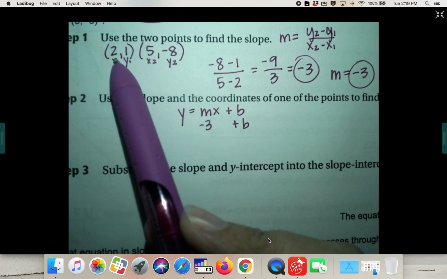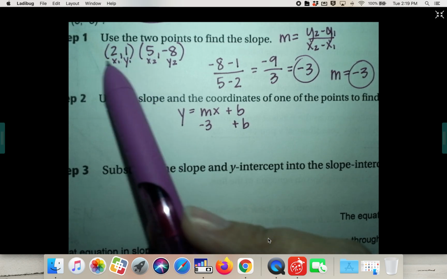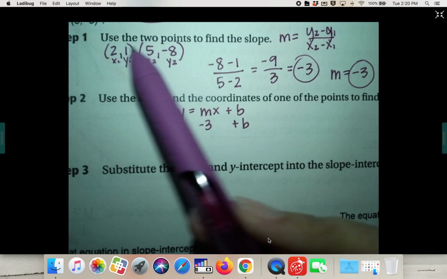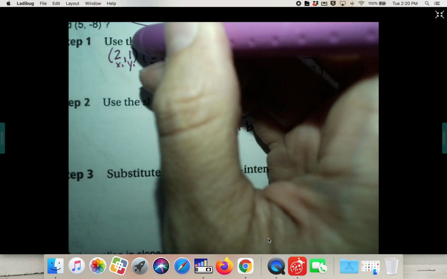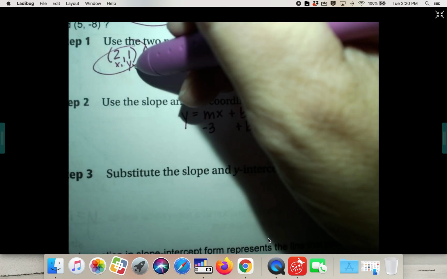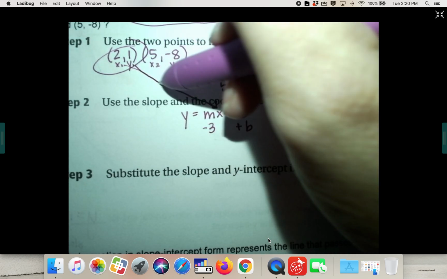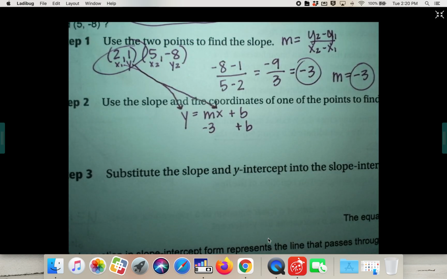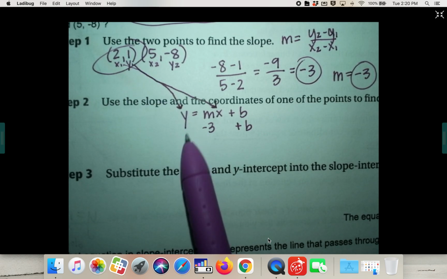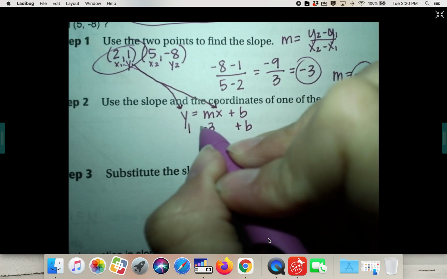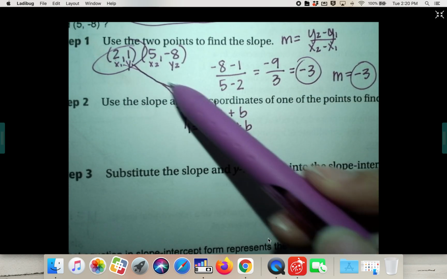Don't use the 2 on one of them, the x's, and then the negative 8 on the y. If you're using 2, use 2, 1. If you're using 5, use 5, negative 8. So I have a habit of just using the first one they give me. So I'm going to go down here and I'm going to plug in x for the x coordinate and y for the y coordinate. So 1 is y. So instead of y, I'm going to put 1 equals, m is negative 3, x is 2.